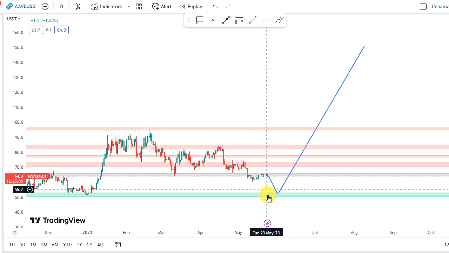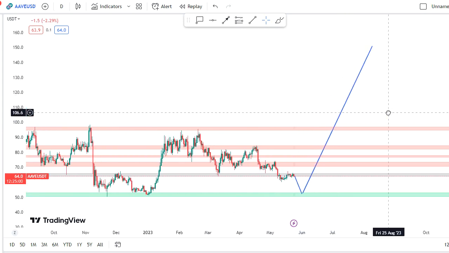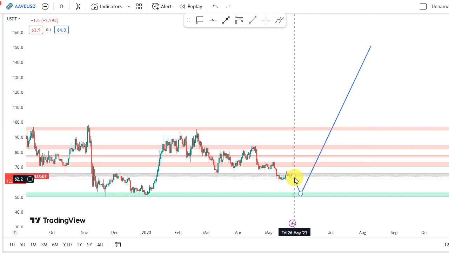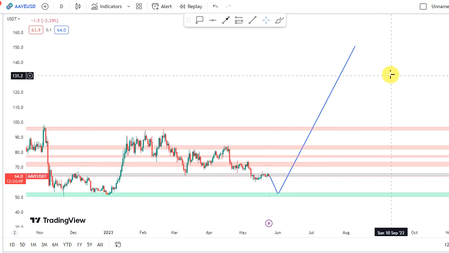So that should be the next psychological level and the next support for Aave before we see any kind of push to the upside in the medium to long term. And I'll be giving you more reasons why we should be expecting one more push to the downside, down to our psychological level at the 52-ish dollar level, before we push to the upside.